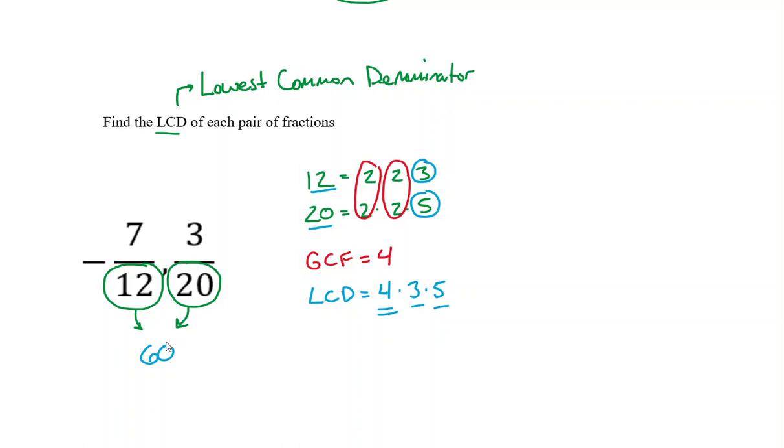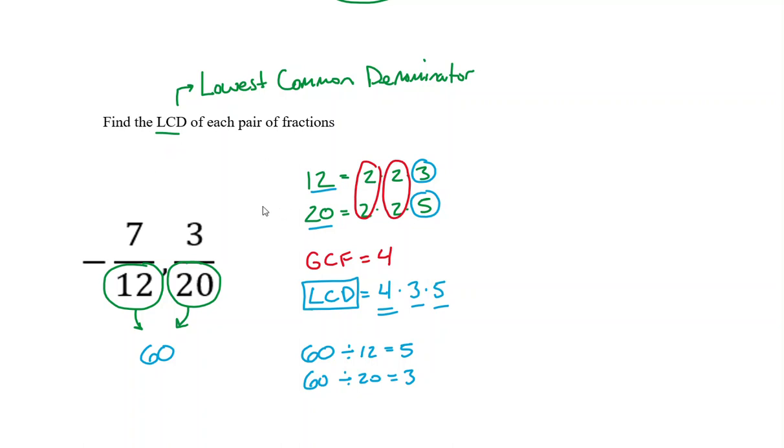Now, let me show you another interesting fact about LCDs. 60 divided by 12 is 5. And 60 divided by 20 is 3. The LCD is the number that can be divided evenly by both other numbers, both other denominators. That is how LCDs work.